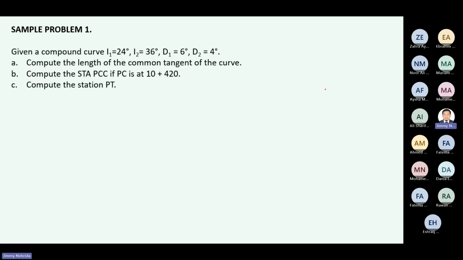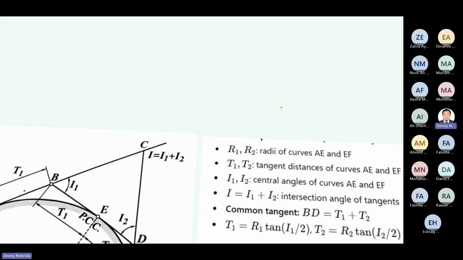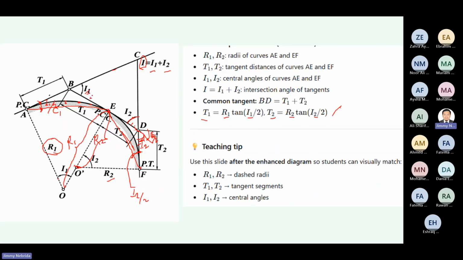All right. So let us have this example. You are to compute the length of the common tangent of the curve. So, as I said, where's the common tangent? This one is the common tangent. This is the common tangent, T1 and T2.